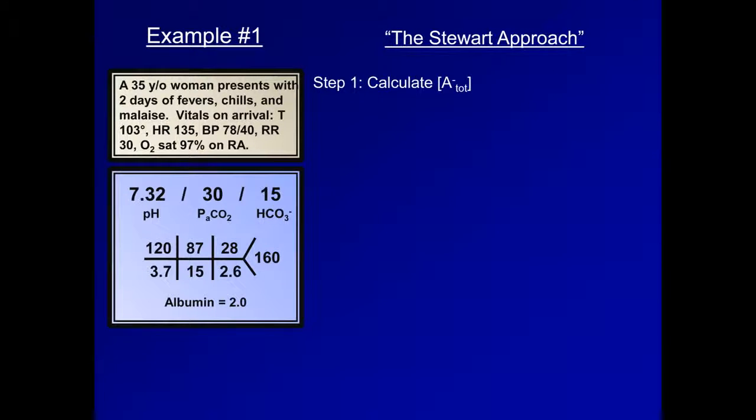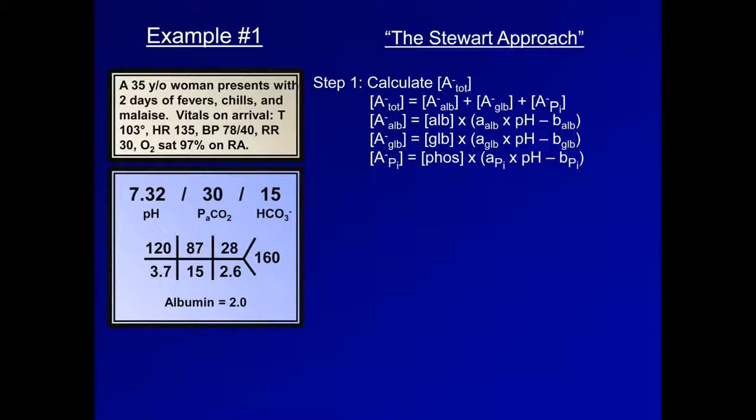Step 1. Calculate the total concentration of ionized weak non-volatile acids. This would approximately be equal to the sum of ionized albumin, ionized globulin, and ionized inorganic phosphate. Each of these can be calculated by a separate equation, utilizing separate constants relating the pH to the proportion of the specific molecules that are ionized. As you can imagine, this is extremely cumbersome, but take my word for it that for this patient, assuming normal levels of globulin and phosphate, the net non-volatile acid concentration is about 5 millimoles per liter.